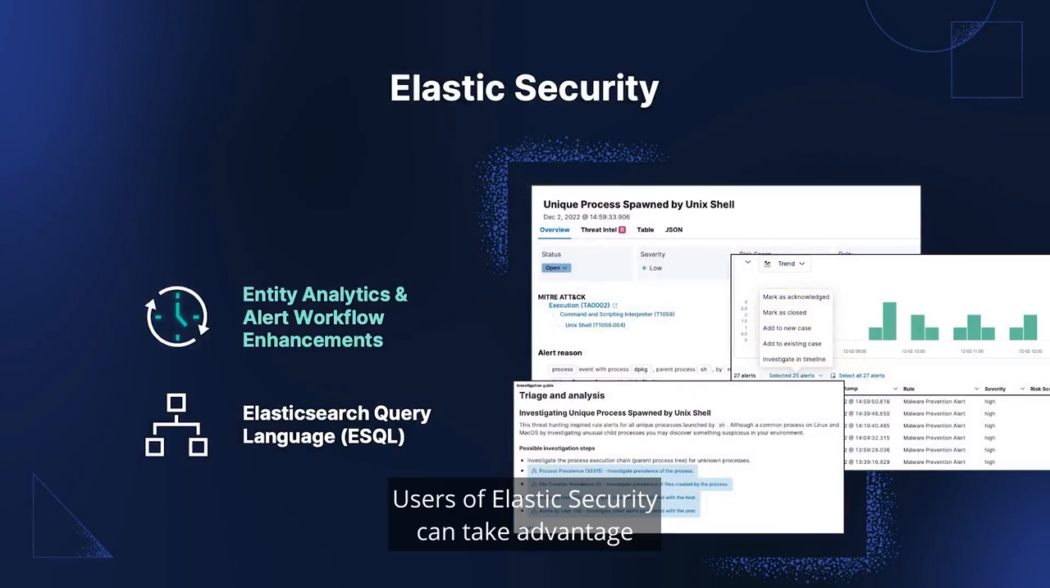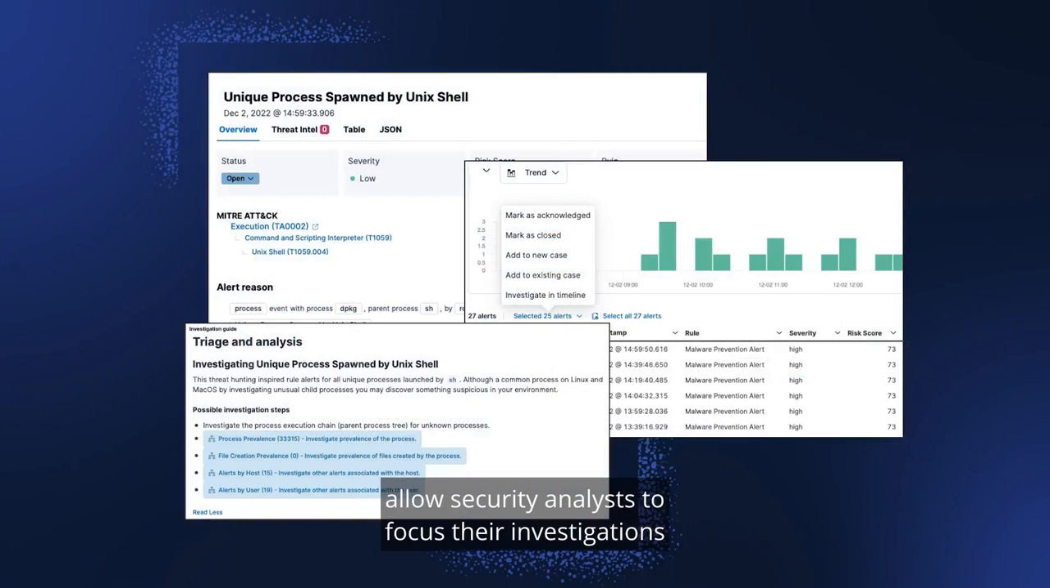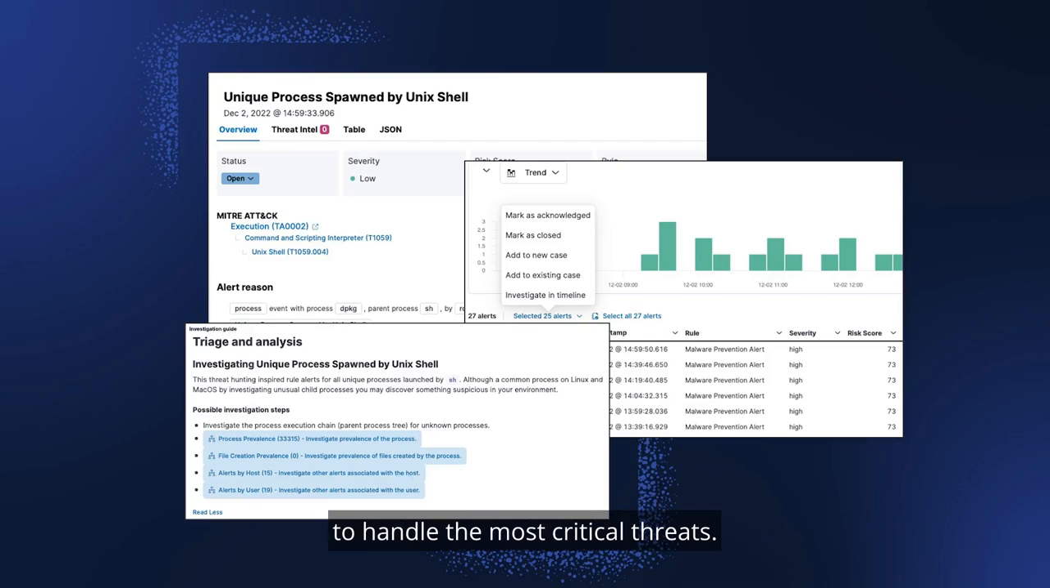Users of Elastic Security can take advantage of our recently introduced entity analytics capabilities, which when coupled with our ML-based anomaly detection, allow security analysts to focus their investigations on those users and those systems with risky behavior, or those that seem to deviate from the norm the most. These priorities are bubbled up immediately so that analysts can quickly pivot their focus to handle the most critical threats.